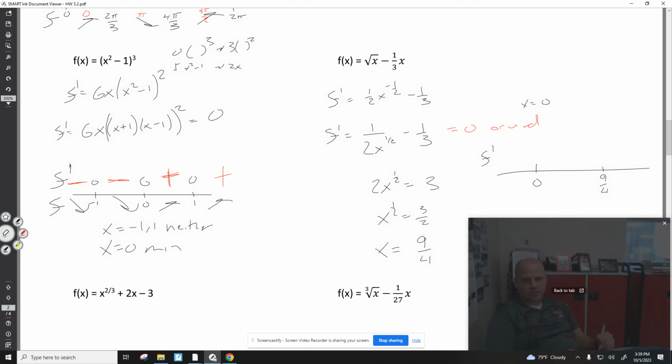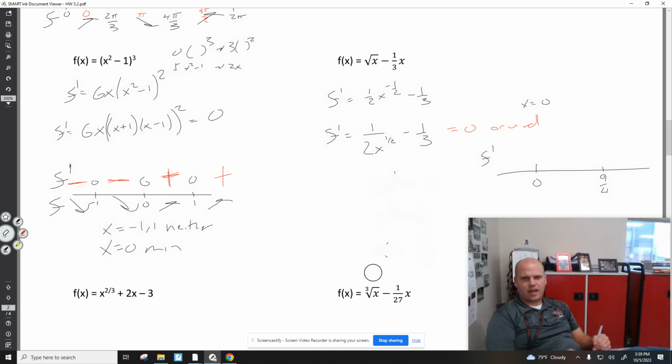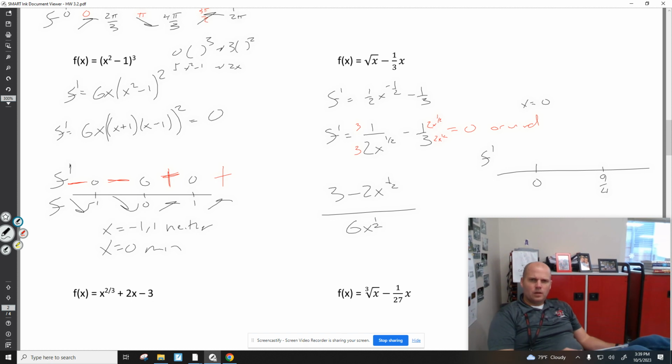Yeah, actually, to do a proper sign analysis, it is helpful if you have a common denominator. I'm going to give this a 3/3. I'm going to give this a 2 root x, 2 root x, giving me 3 minus 2 root x over 6 root x. Okay, this is important. Why? Because it's easier to look at the signs here.